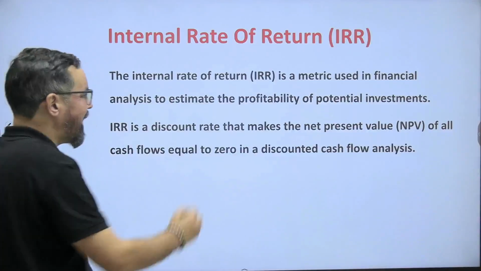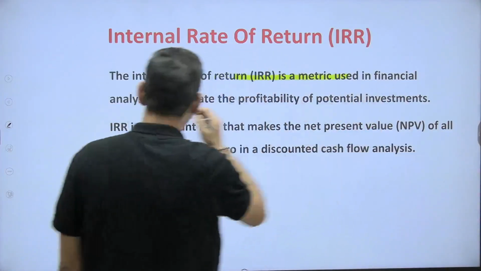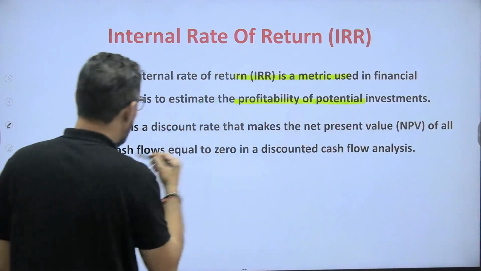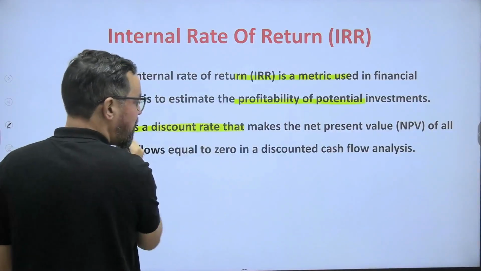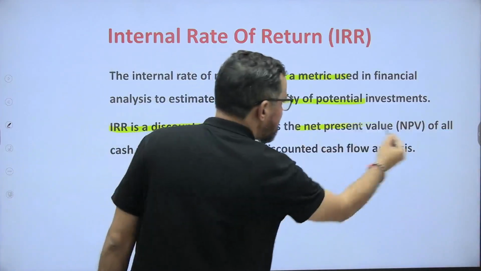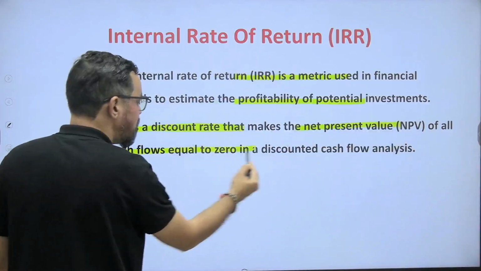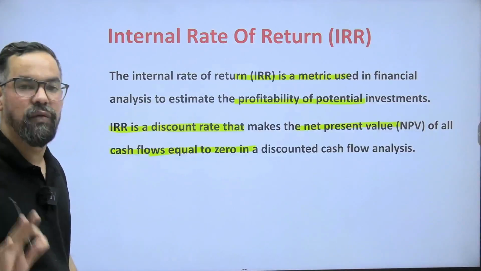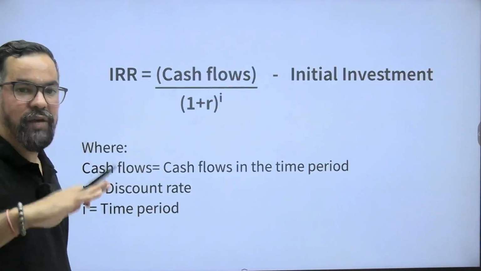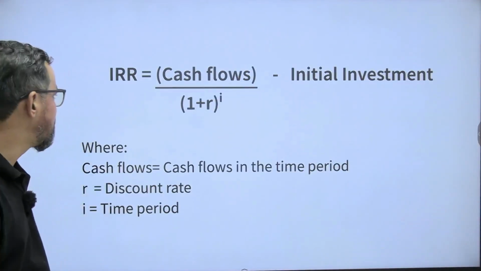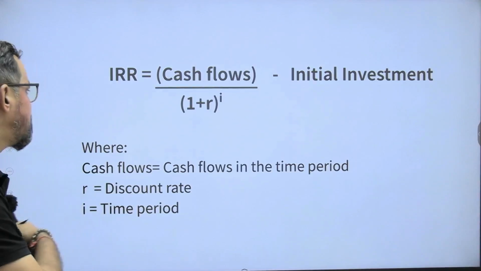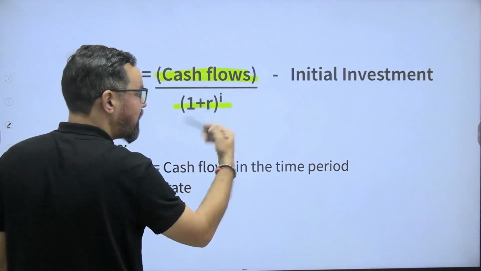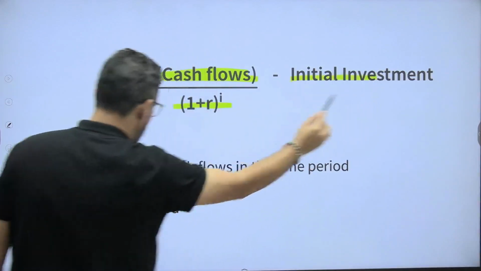So IRR is a metric used in financial analysis to estimate the profitability of potential investments. IRR is a discount rate that makes the net present value of all cash flows equal to zero in a discounted cash flow analysis. So it is the case where present value is equal to future value. How do we calculate IRR? It is similar to the cash flow formula: cash flow divided by (1 plus R) to the power i, minus the initial investment. Same.